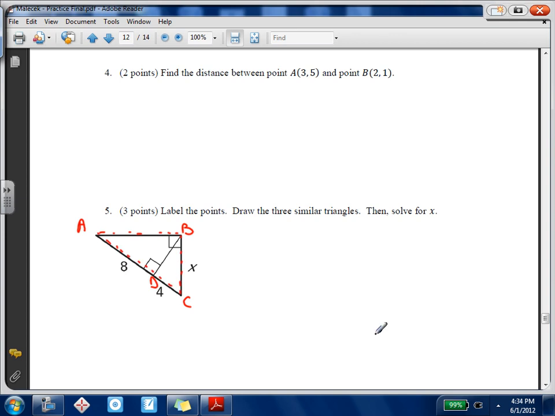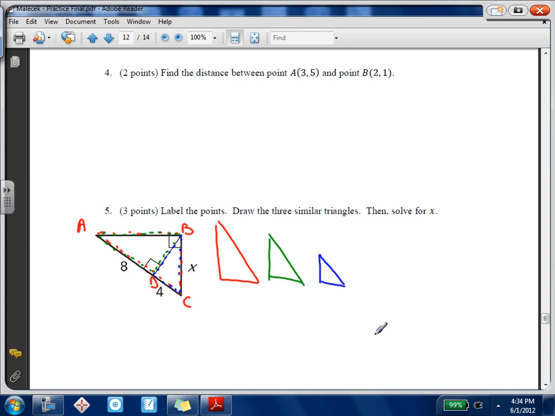We have the medium triangle ABD, and we have the small triangle BDC. First step we're going to do is draw our 3 triangles. Excuse me, that's the wrong color. So the big triangle was red, followed by the medium one, which is green, and the small one, which is blue.